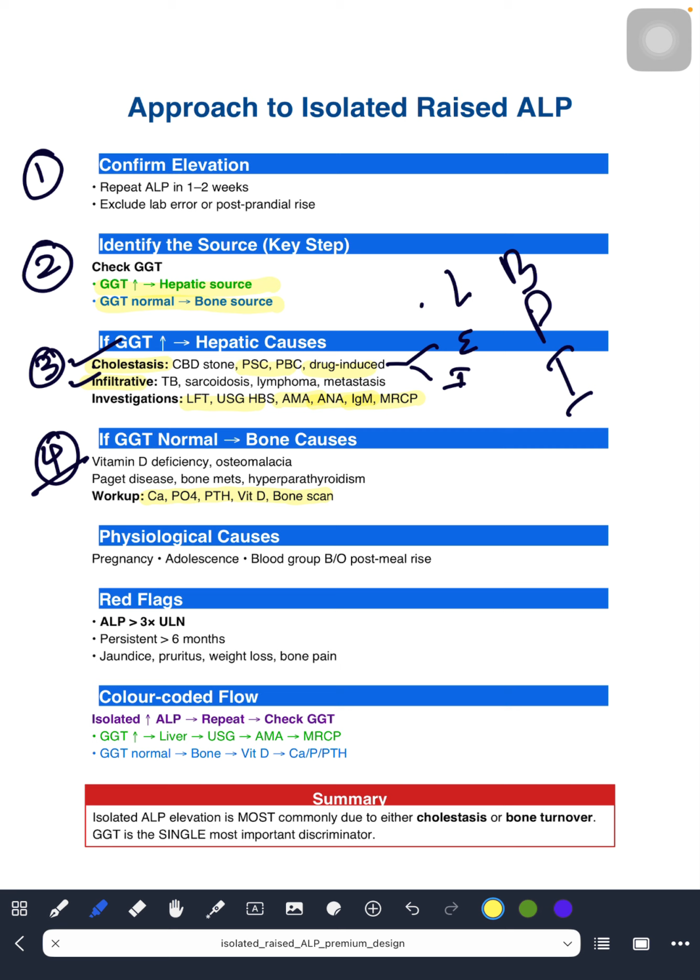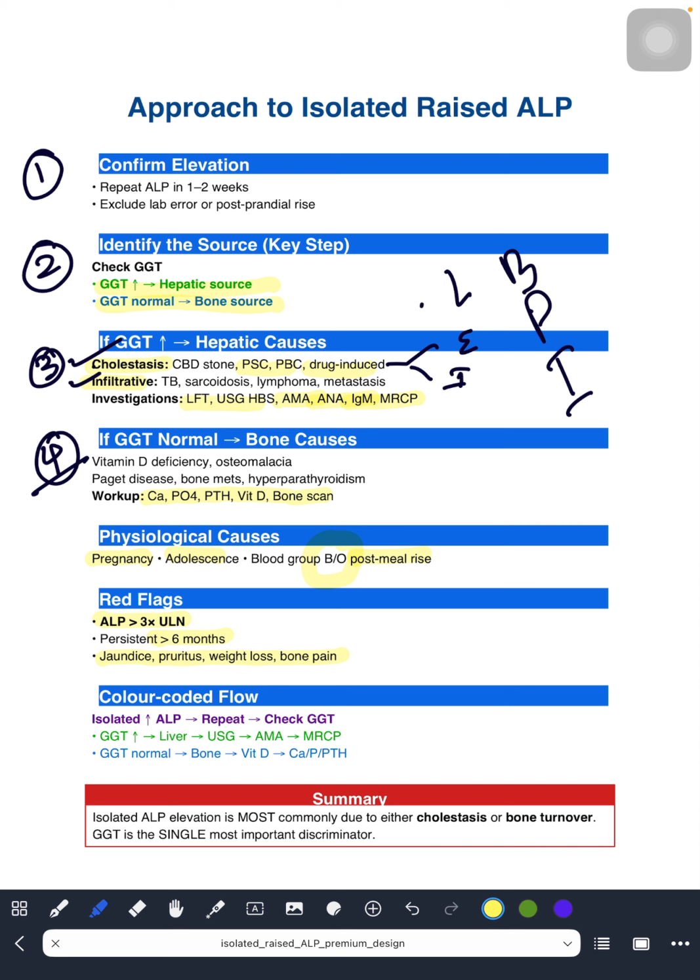There are some physiological causes, as ALP also comes from the placenta. So during pregnancy it rises, in adolescents it rises, and postprandial rise occurs in blood group B and O. If the patient has blood group B or blood group O, then postprandial rise is common. What are the red flag signs? If ALP rises more than 3 times the upper limit, if persistent elevation more than 6 months, if there are symptoms, that is jaundice, pruritus, weight loss and bone pain.